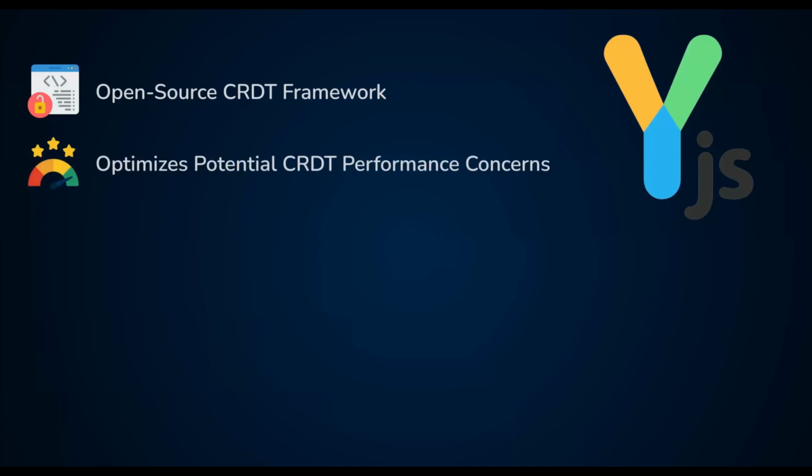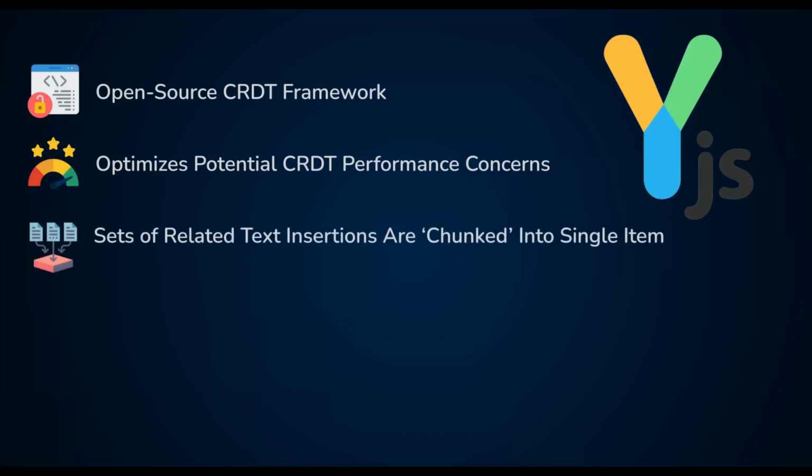CRDTs offer a decentralized approach that we found attractive, but we were conscious of these potential performance drawbacks. So our search led us to YJS, a robust, open-source CRDT framework that inherently optimizes performance. The key to YJS's efficiency is its strategy of consolidating numerous related text insertions into a single composite change item. This approach significantly reduces operational costs and memory footprint.